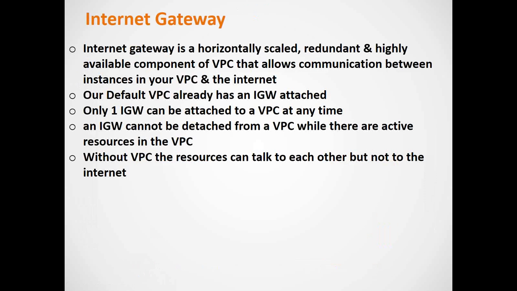So the first thing we saw is that when the data flows from the internet, if it has to go inside our VPC on AWS, then it has to go through something called an internet gateway. The internet gateway is a horizontally scaled, redundant, and highly available component. What is the purpose of this?